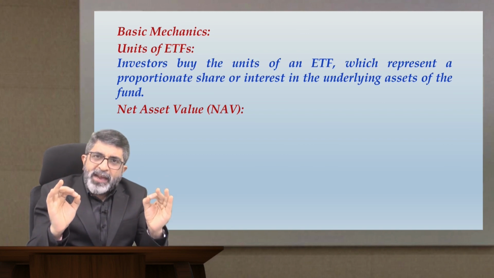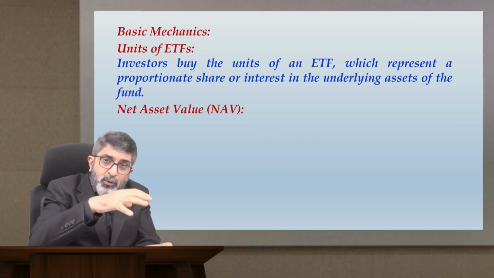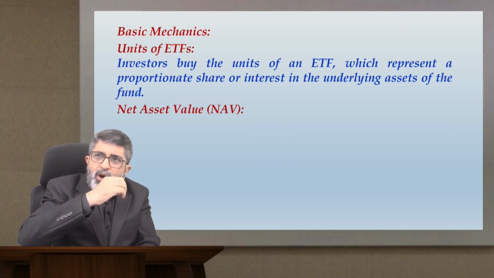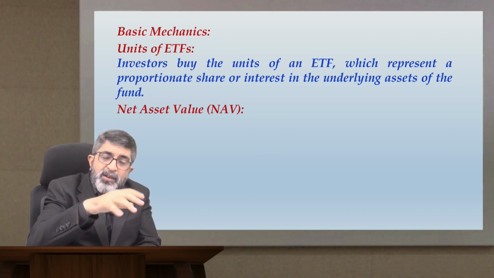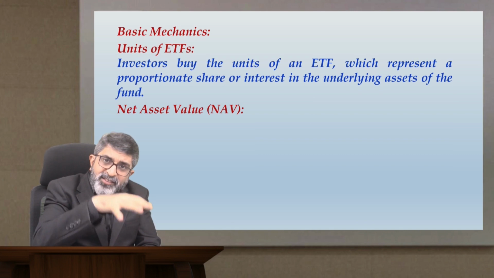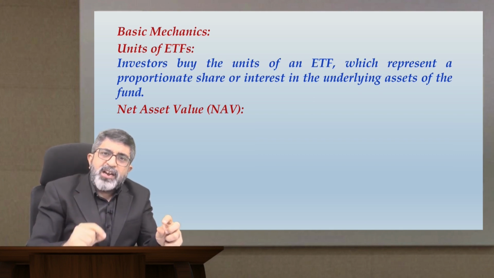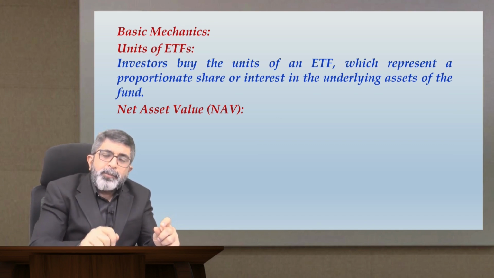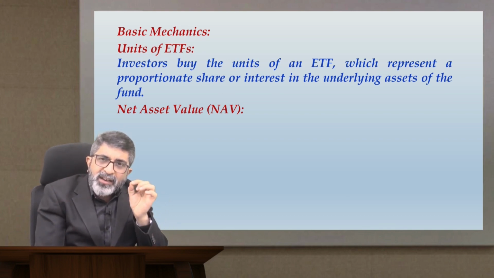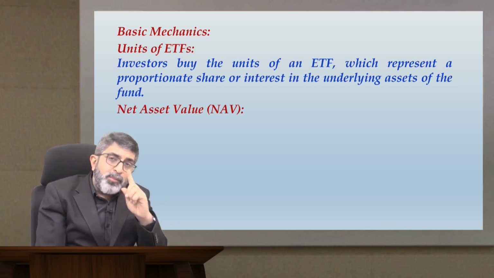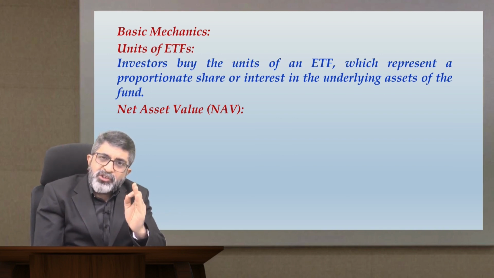What is net asset value? Net asset value is the total money invested in the particular fund. That is the total of all the market values of stocks, bonds and other securities held by that fund minus all the liabilities. So the assets held by the fund minus the liabilities give you the net asset value, and that divided by the number of units of that fund will give you the NAV per unit. The way NAV per unit is determined in the case of a mutual fund, exactly the same way it is determined in the case of an exchange traded fund.